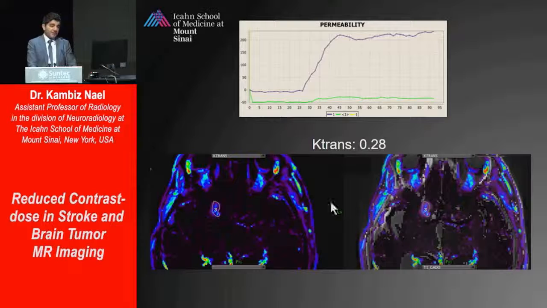But if you use DCE analysis or perfusion, there is no problem with susceptibility artifact. You can clearly see this lesion that has a very high permeability, a K-trans of 0.28, with this rapid arterial phase that is indicative of recurrent tumor as opposed to post-radiation or post-treatment change.